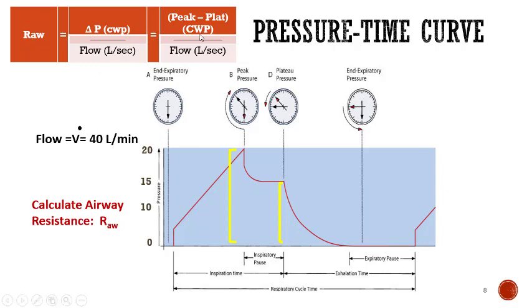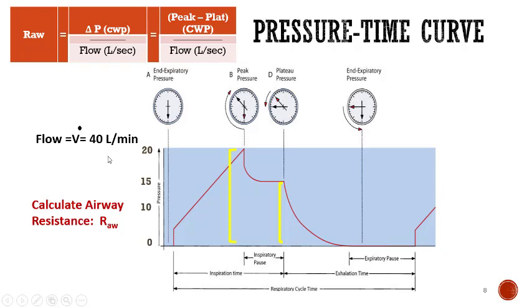So you can figure out the difference between your PIP and your plat, but then you have to convert your 40 liters per minute to 2 liters per second. So I'm going to show you how to do that here, and that's going to be how we calculate our airway resistance. Airway resistance is abbreviated RAW, so R with a small AW.